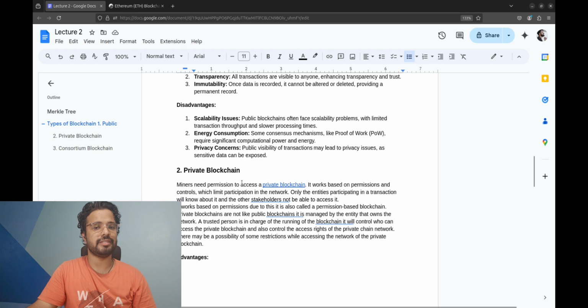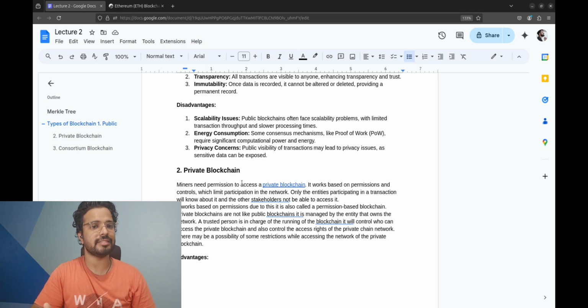While scalability is an issue, energy consumption is also a main issue in proof of work, where users need to prove their work, and if there are 100 participants, only one will be adding the block to the blockchain. The work of the 99 will be a waste. That is the loss of energy, loss of electricity, and loss of money also.